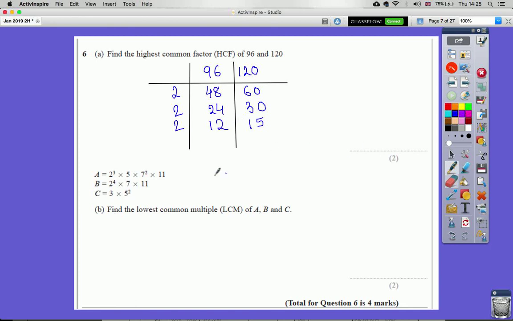12 and 15. Then I can divide them by 3. So you get 4 and 5. Now at this stage, I cannot divide 4 and 5 by any other number apart from 1, right? If I want to get a whole number. So my highest common factor is going to be these numbers multiplied together. So the HCF is going to be 2 times 2 times 2 times 3, which is 24. So 24 is the highest common factor of 96 and 120.